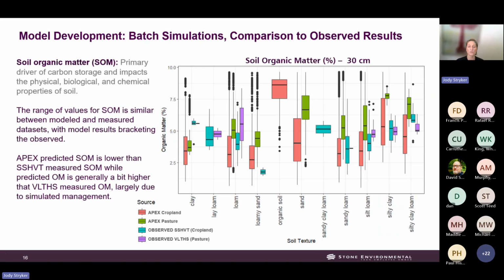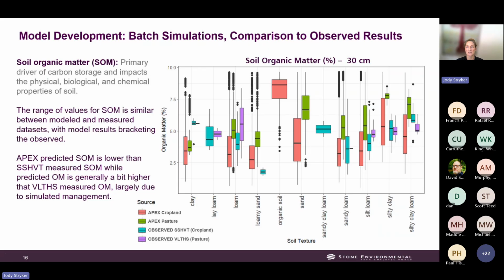Here we're showing model predicted versus observed percent soil organic matter in that top 15 centimeters of soil. Soil organic matter is obviously one of the major components that comprise our understanding of soil health. It's the primary driver of carbon storage and impacts the physical, biological, and chemical properties of the soil. We see that the range of values for soil organic matter is similar between the modeled and measured data. And we see that the model predicted values generally bracket the observed, which is exactly what we were expecting to see.